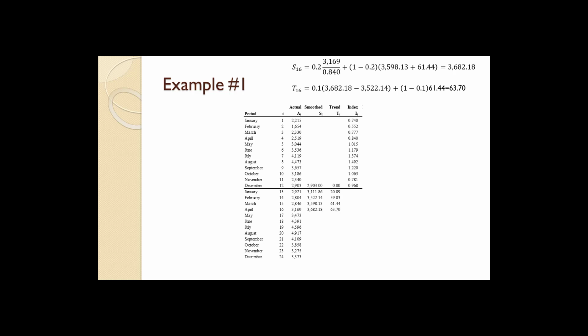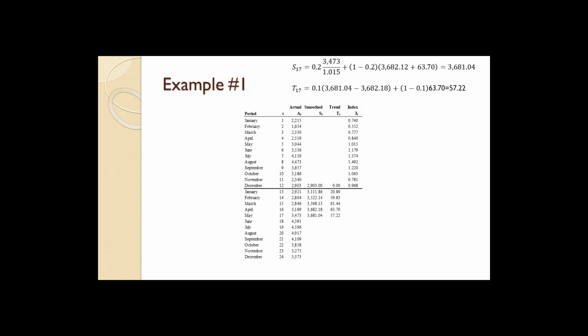For April, S sub t equals 0.2 times 3,169 divided by 0.840 plus 1 minus 0.2 times 3,598.13 plus 61.44 equals 3,682.18. And for T sub t, 0.1 times 3,682.18 minus 3,598.13 plus 1 minus 0.1 times 61.44 equals 63.70.